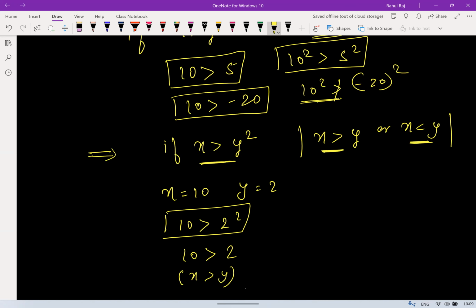Can you give me a logic, a reasoning where x is greater than y square but x is less than y? Sorry, what did you say? Now you'll have to give me a logic that x is greater than y square but still x is less than y. X is greater than y square, but x is less than y. I'm not sure. I'll have to think. Please think. Please take your time.